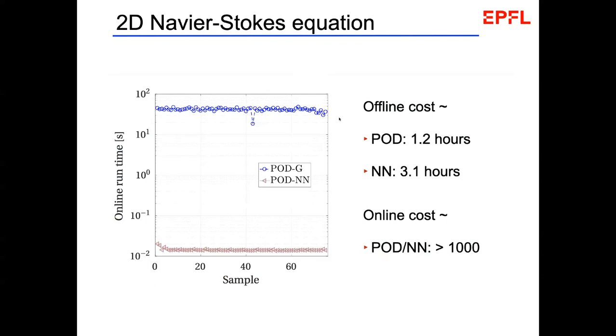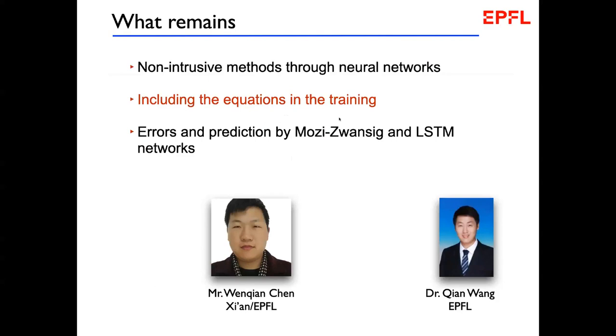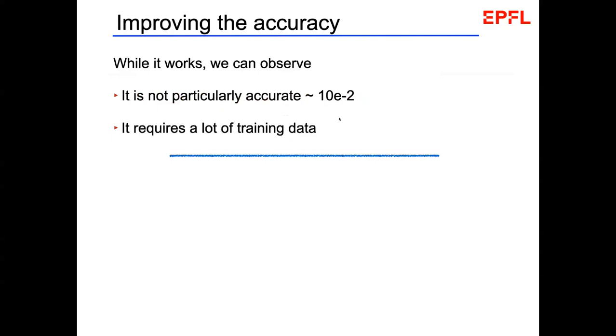So the message here is that there's certainly something to be done by using the neural net to create directly the map between the parameters and the expansion coefficients. In this case, it was a purely data-driven approach, and the beauty of it is you can do it for any problem, nonlinear, and all you need is a black box solver. It's fully non-intrusive.